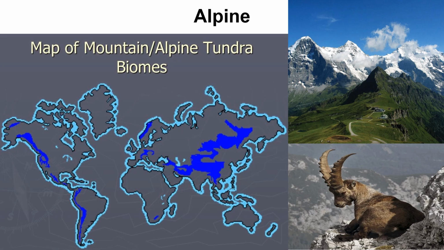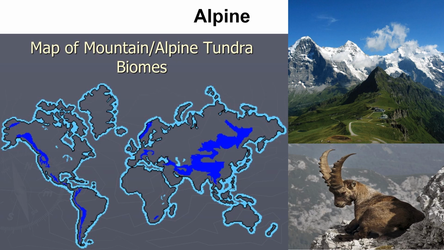The alpine biome is found in areas of high elevation or really high mountains around the world. Only small plants that can withstand the cold and wind can grow on these peaks. Animals that live here include mountain goats, yaks, and llamas.